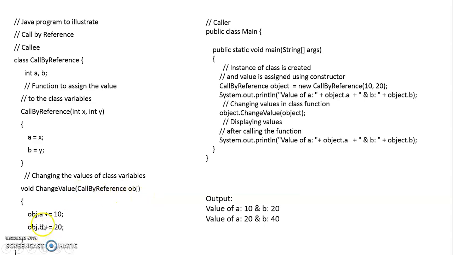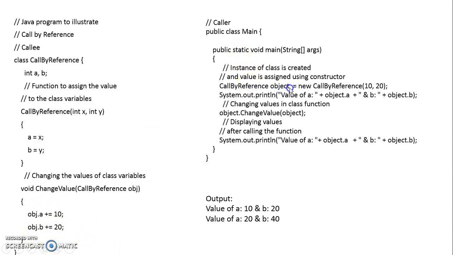Then here I am changing the value of A, that is, I am adding 10 to the value of A, and here I am adding 20 to the value of B. Now here is my main function. I have created an object.